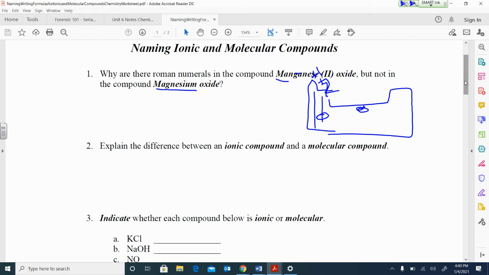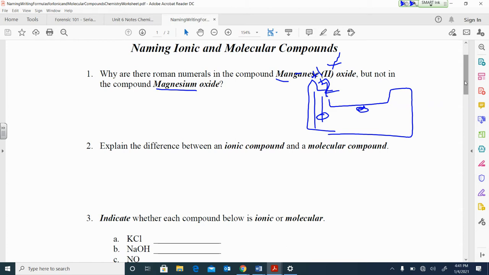Manganese sometimes has a +2 and sometimes has a different charge. So being that you don't know which manganese you're working with unless you are told, that's why it's required to be in the name, because we don't always know manganese's charge unless you're told. So when I go to pick up manganese oxide, it actually matters if it's manganese 2 or manganese 7. It's going to have different kinds of reactions. So if I'm actually working in a lab, I'm going to want to grab the right one. So it needs to be labeled in the name.